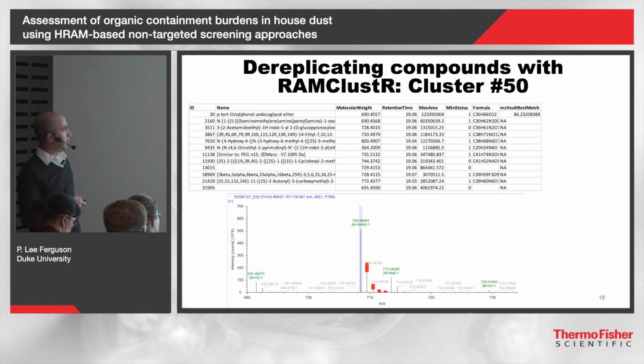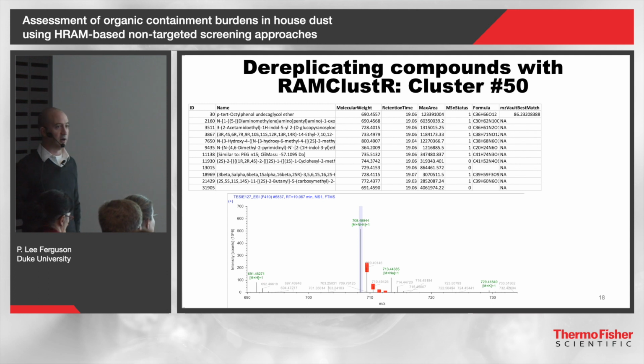One thing I'll note, this is how we do the dereplication. Here's just an example. This is actually an octylphenol polyethoxylate surfactant oligomer. And if you take a look at the spectrum from Compound Discoverer, you can see lots of adducts here. You get a lot of ammonium, sodium, and potassium adducts for these compounds. You also see the M+H. But then there's a lot of other things in here.